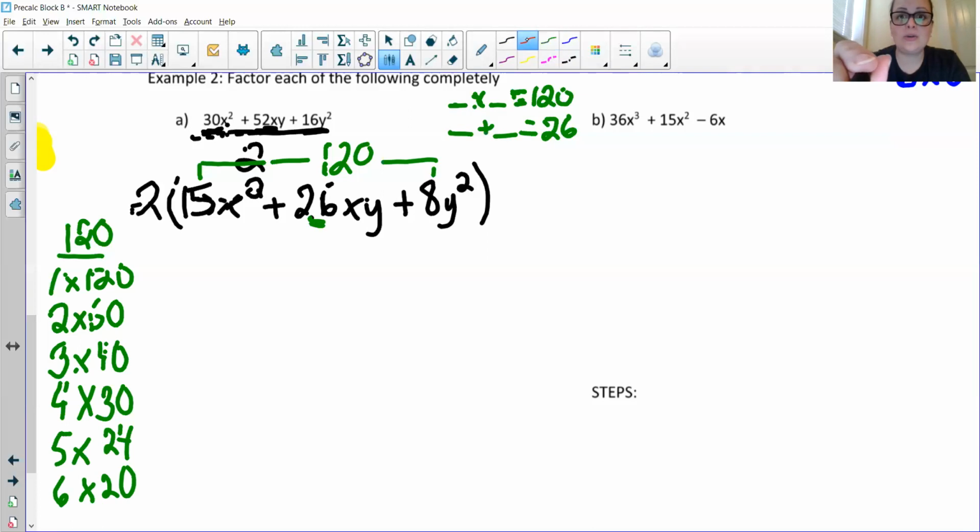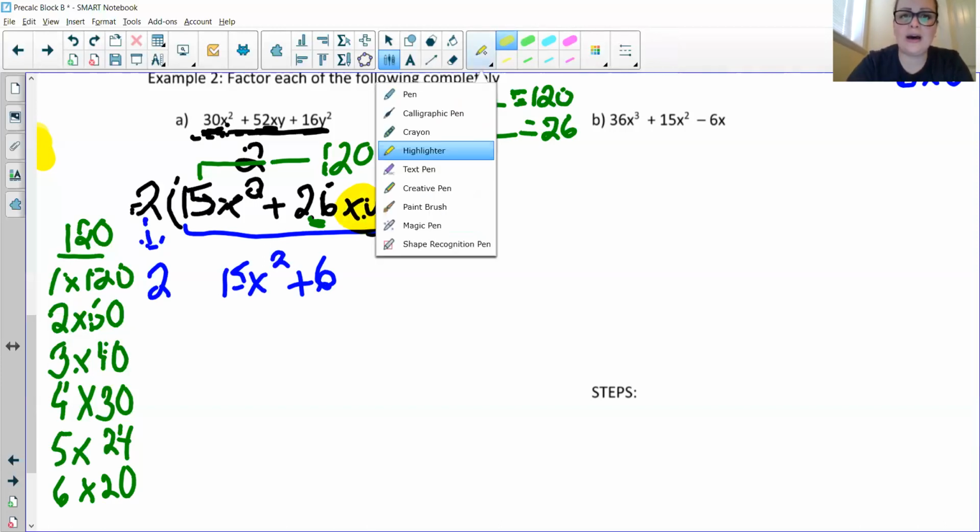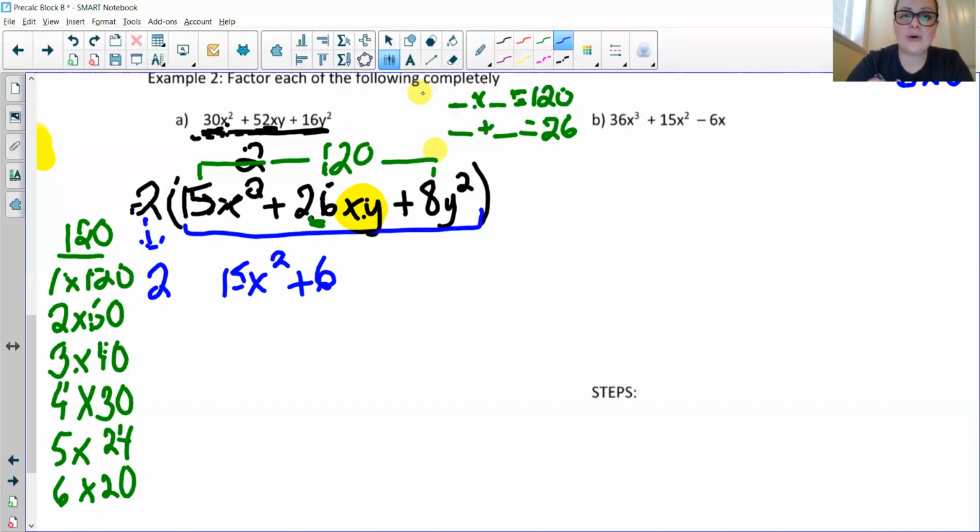Yay! So what you're going to do is exactly the same as what you did before. Now, technically, there is a 2 here, so you're not going to forget that it exists, but you're just going to push it off to the side and focus on working with what's in the brackets and factoring that. So you're going to rewrite it as 15x squared plus 6. Now, remember, whatever the variables are in this middle term are the variables you break up that middle term with. So we found our magic numbers to be 6 and 20. So that 26xy is going to be 6xy plus 20xy.